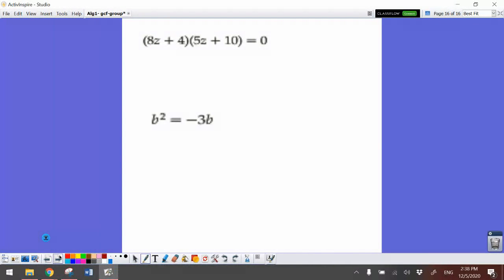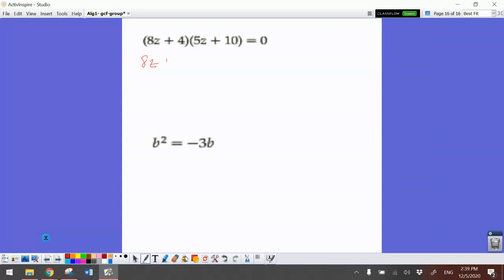Okay, let's take a look at these two. Go ahead and hit pause and see if you can do the top one. And if you're really feeling like you got this figured out, move on to the next one, see if you can get that one solved and sketched. Okay, let's see how you did.